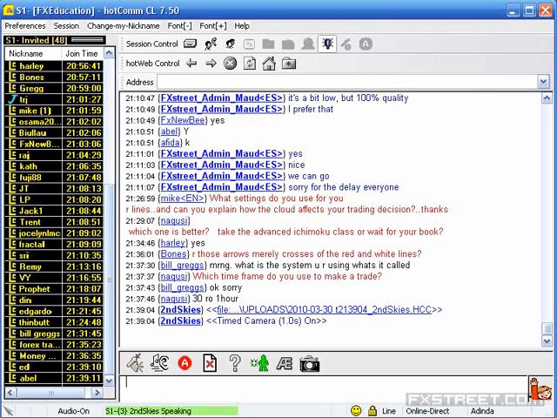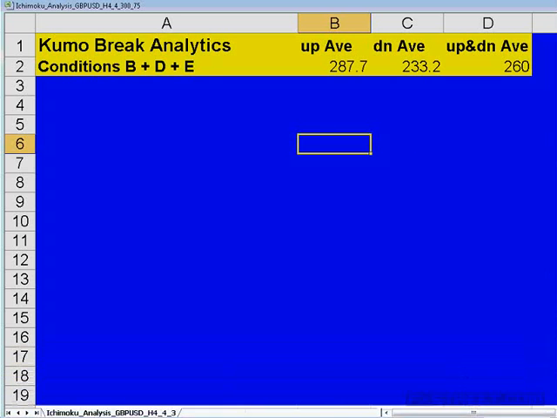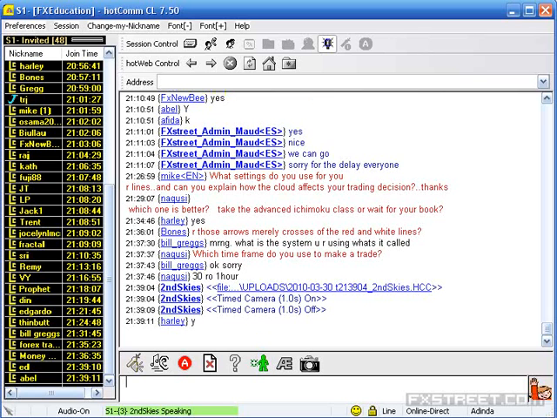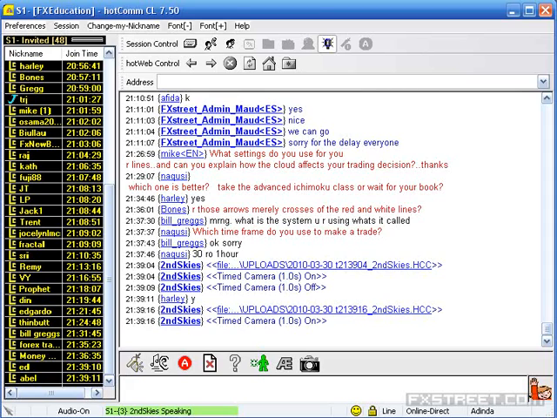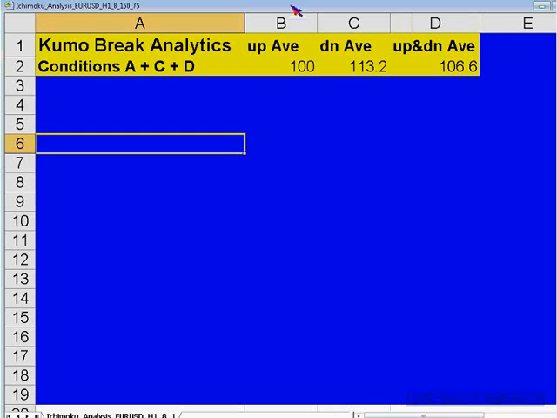Now here, I'm going to post the cam back up, and it should have an Excel sheet here. Let me know, not that one. Oops. That's the pound. Sorry about that. Okay, here we go, the euro dollar. So you should see an Excel sheet on the euro dollar. It should say Kumo break analytics, euro dollar, 1 hour. Okay, great.